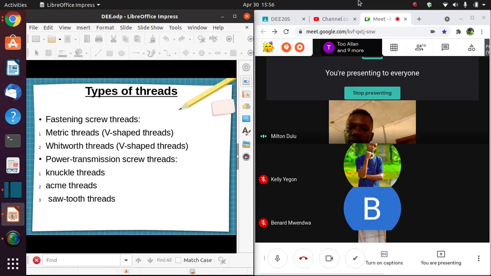So hizo sana are square. They are square in shape for power transmission because they usually have more stresses. They undergo huge stresses, so they should be able to withstand those stresses. So they're usually square in shape.